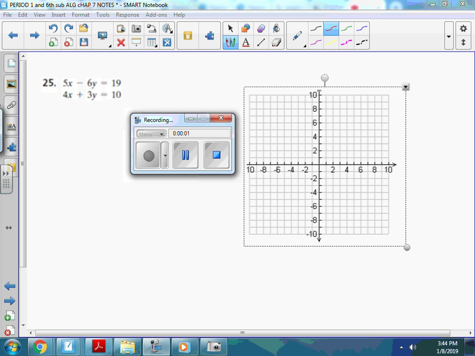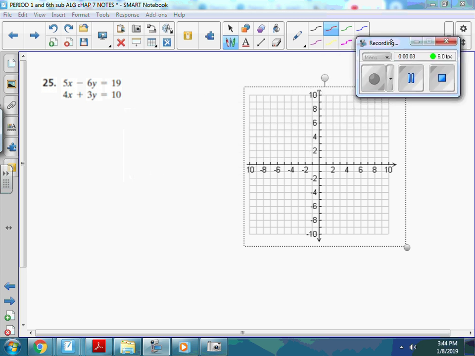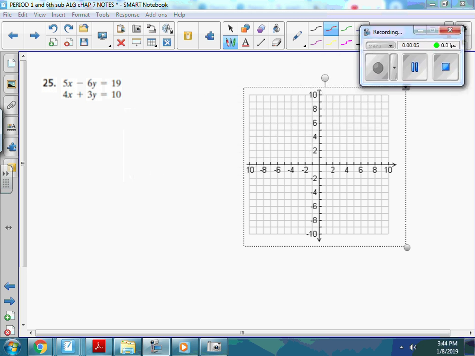Okay, we're going to look at number 25. So we're recording, so I'm going to talk a little louder. Now for 25, none of the variables is by themselves. So we need to get them by themselves or get one to look like the other. So either way, this is a difficult question.